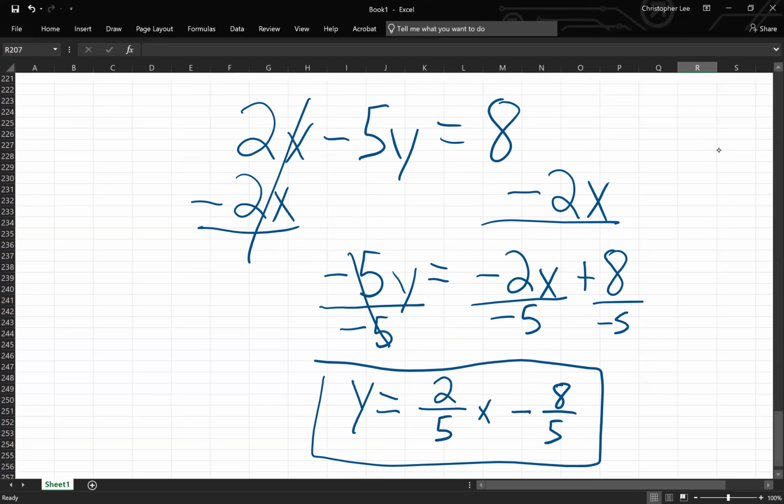Why is it positive? Which one's positive? Oh, this? Because a negative divided by a negative is positive. Any questions? So you're good? You divide negative 2x by negative 5. Yeah. And then that's it.